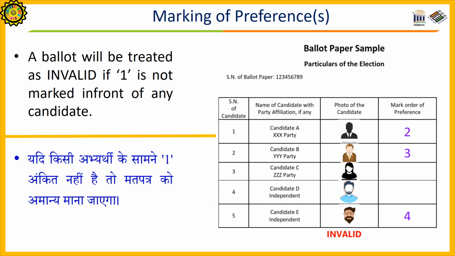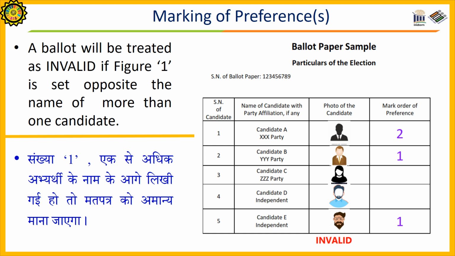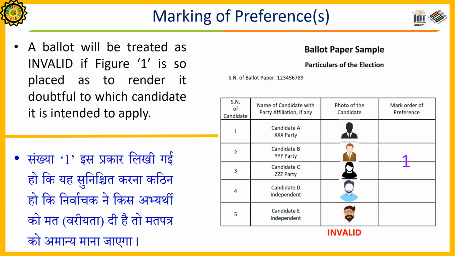A ballot will be treated as invalid if 1 is not marked in front of any candidate. A ballot will be treated as invalid if figure 1 is set opposite the name of more than one candidate. A ballot will be treated as invalid if figure 1 is so placed as to render it doubtful to which candidate it is intended to apply.